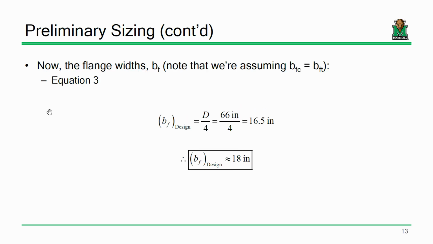Flange width. So we're going to assume that the flanges have the same width for our purposes. So take the depth and divide it by 4. So that's 16.5 inches. I usually specify my flanges in even inches, like every 2 inches increments. That's just what I do. So I'd go with 18 inches. So that's the flange width.